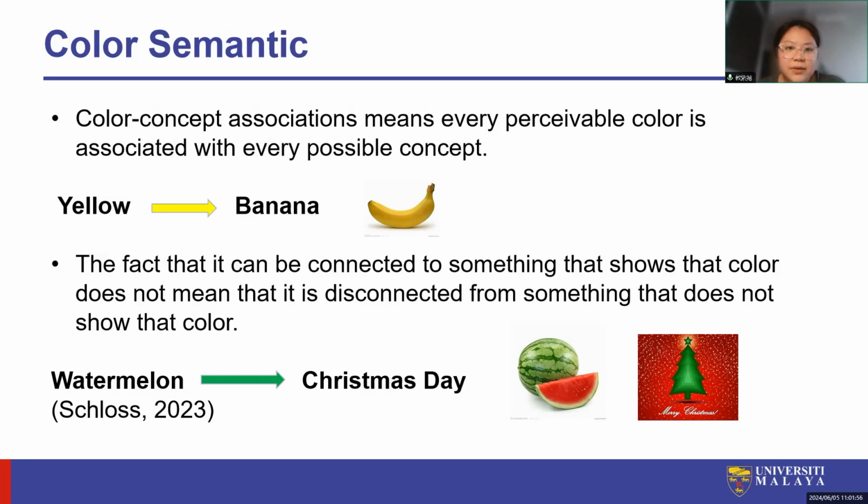But the fact that it can be connected to something that shows that color does not mean that it is connected from something that does not show that color. For example, watermelon can be associated with Christmas. Watermelons have green skin and red flesh, and when it comes to Christmas Day, people always think of red and green colors. So watermelon can be associated with Christmas.